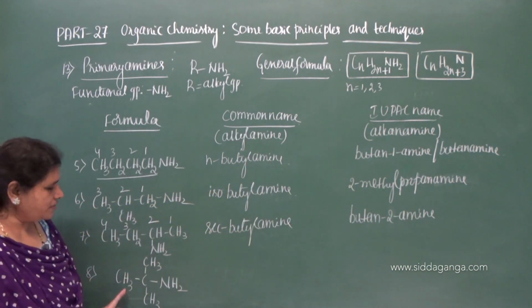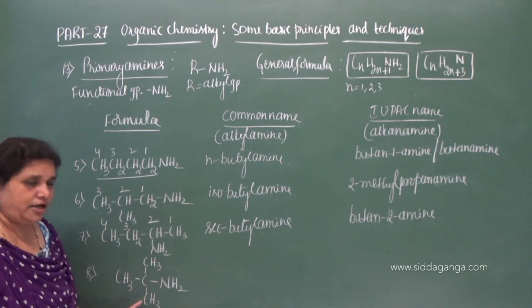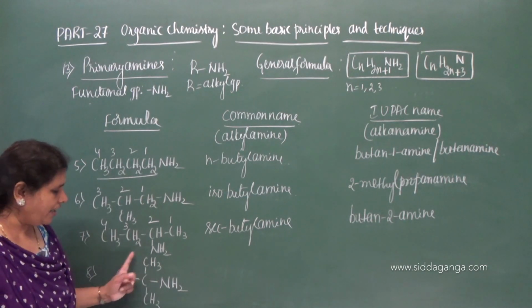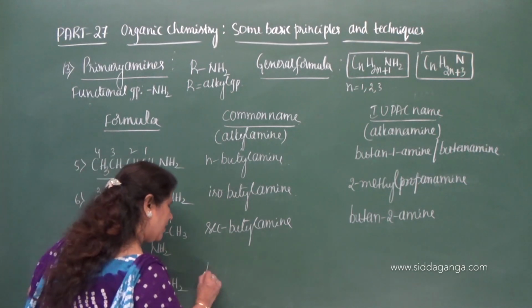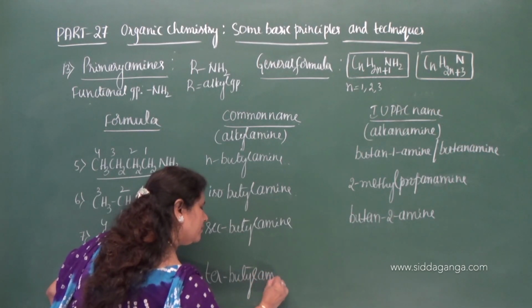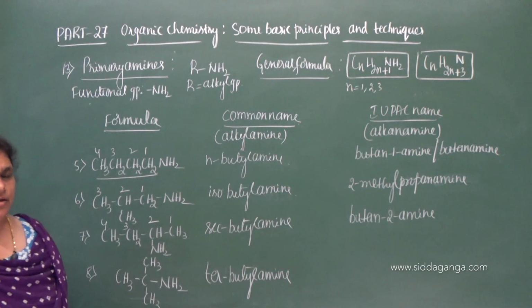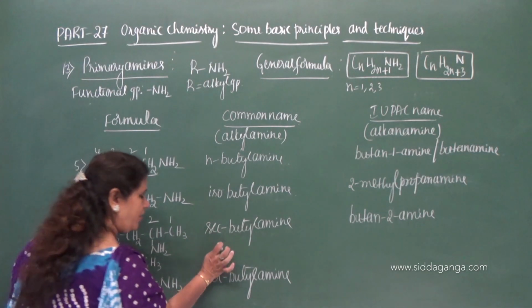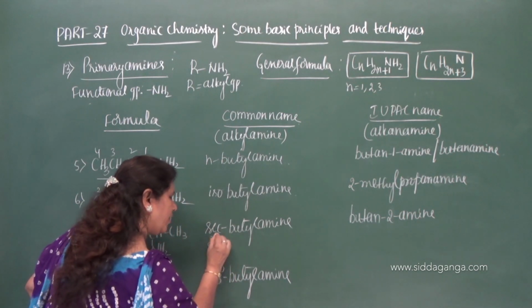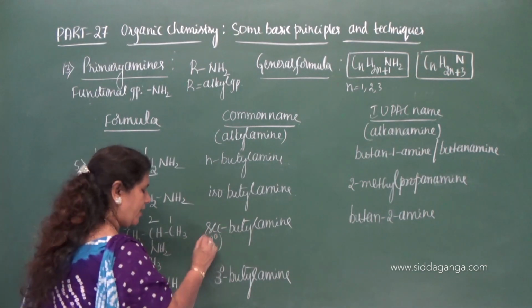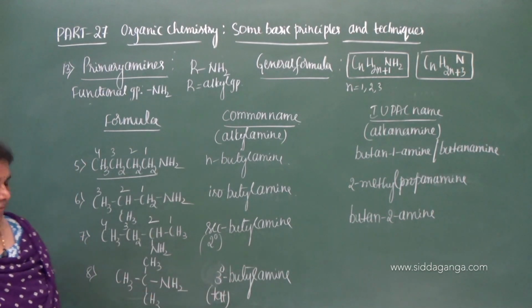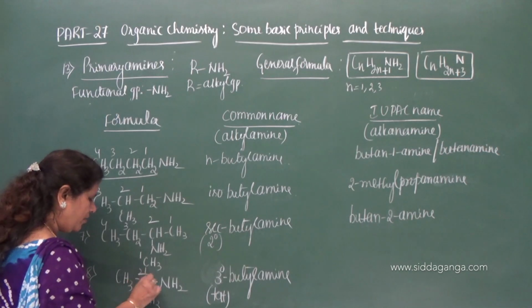Clear? Now, let us move on to this alkyl group. What is this alkyl group? No doubt it is butyl, but it contains 1 tertiary carbon. Hence, the name is tertiary butyl amine. You can write it as tertiary butyl amine or 3-degree butyl amine. Now give the IUPAC name: 1, 2, 3.